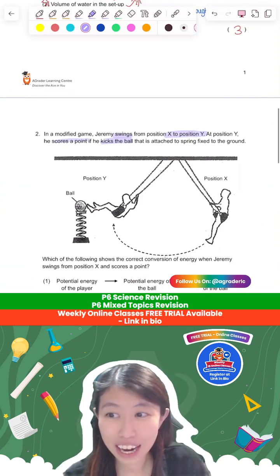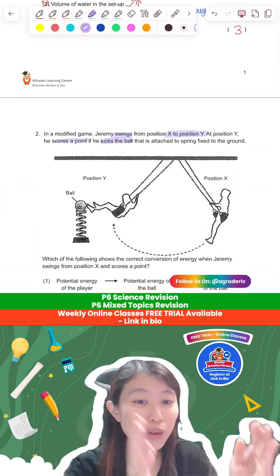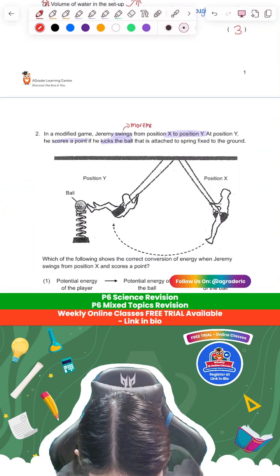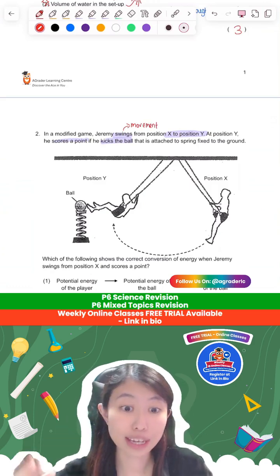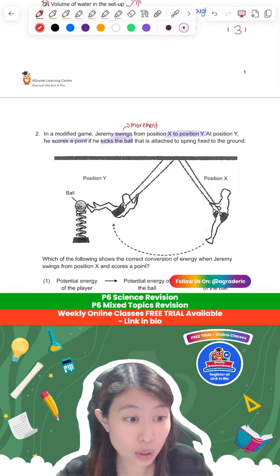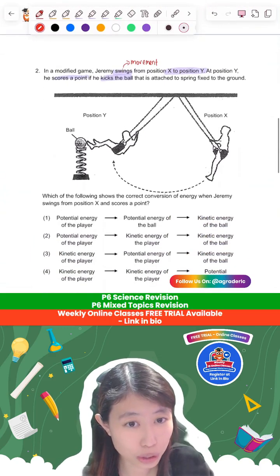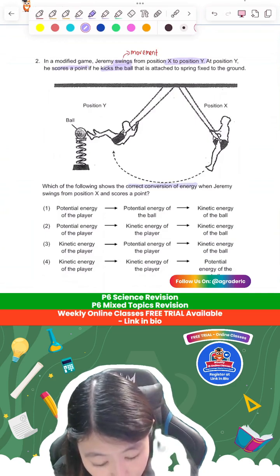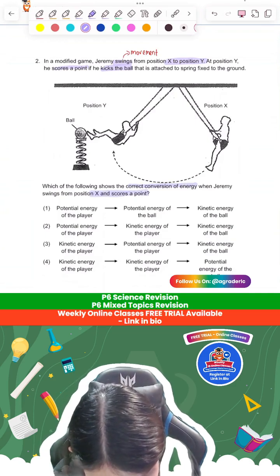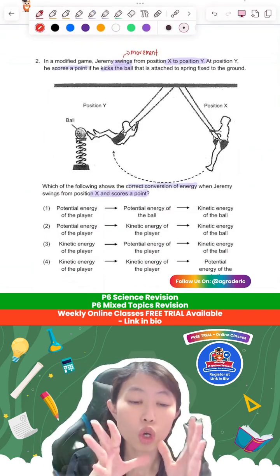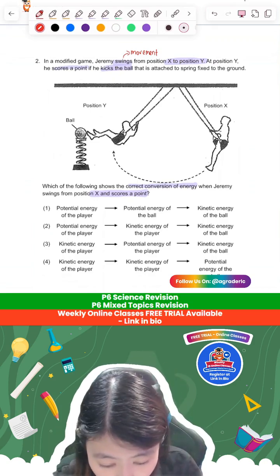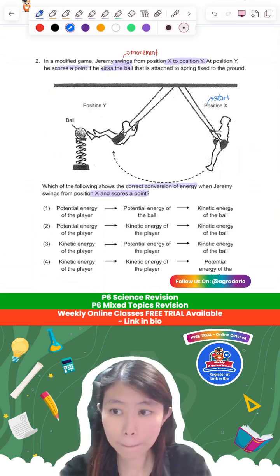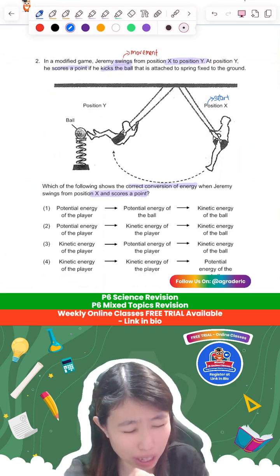Everybody, you have to understand that when a person swings from one position to another, there's a form of movement. Take note, there is a form of movement. So if there is movement, there should be certain energy involved. Let's go down first to show you the options. Which of the following shows the correct conservation of energy when Jeremy swings from X and scores a point? You need to understand here that X is at the start. Position X is the start of the person swinging, the start of motion. If it's at position X, what kind of energy should we start off with?